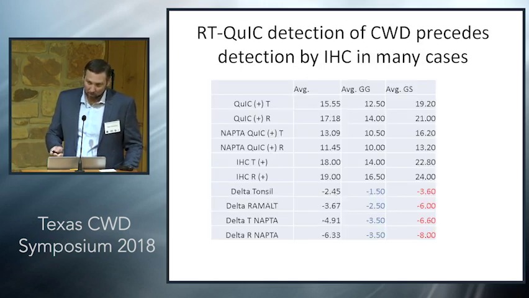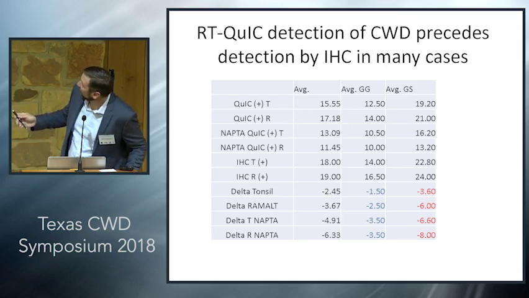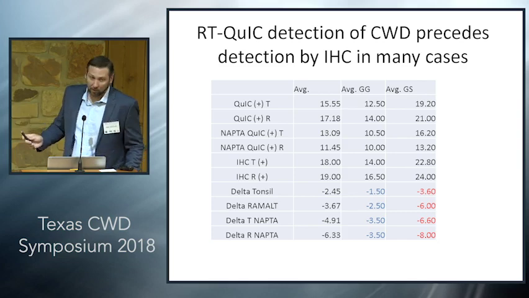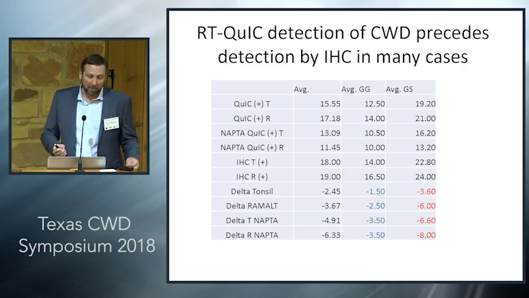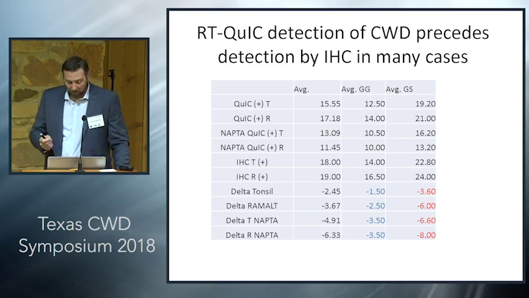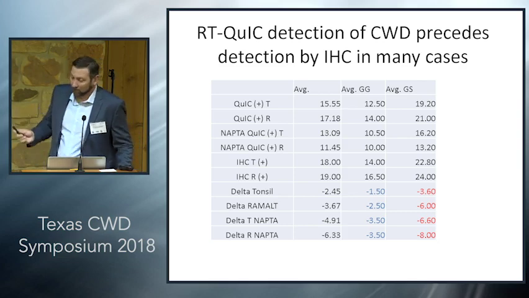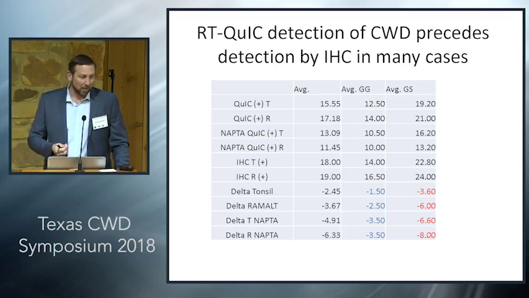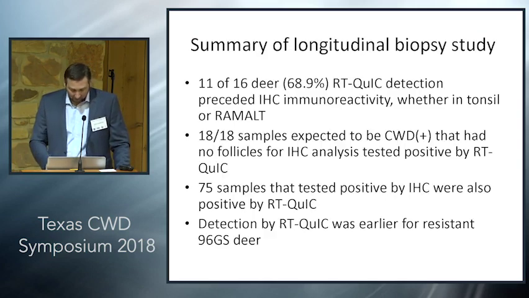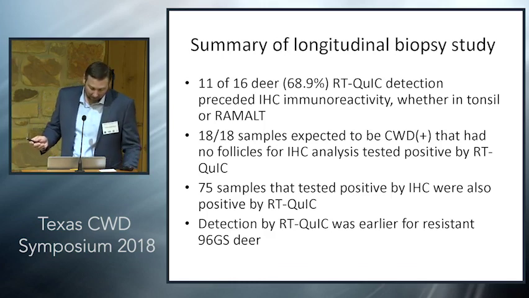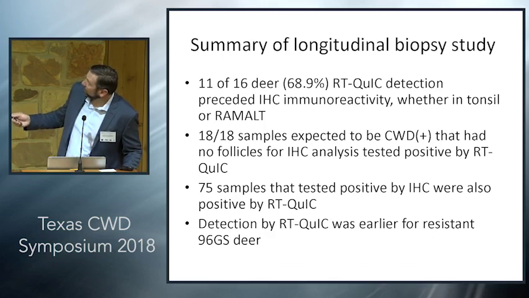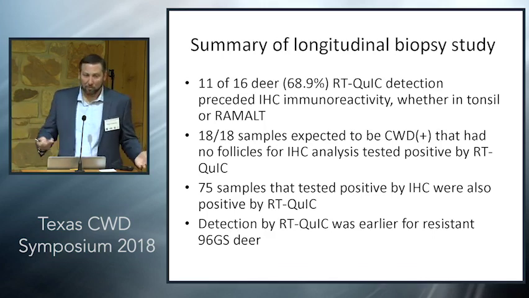The other main thing we saw with this serial sampling of animals is that animals that are heterozygous at position 96 were generally detected earlier than the GG animals based on RT-QuIC testing. So like I said with the other animals, since these are in a latent period longer, it may be more important to use an amplification test to find that early disease point faster. So the summary of this current study, it's not published yet, but we're in the process of submitting it, is 11 of the 16 deer were RT-QuIC positive before they were IHC positive.